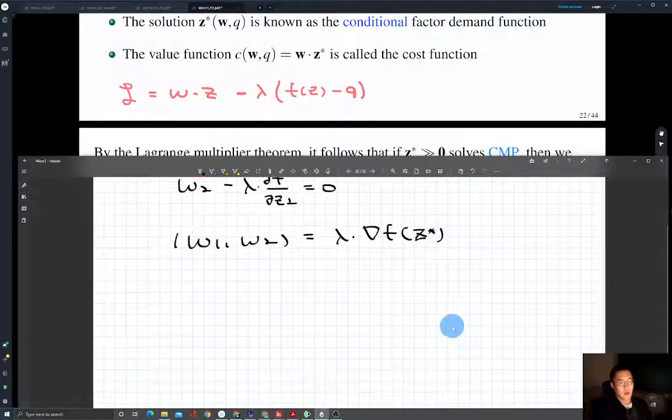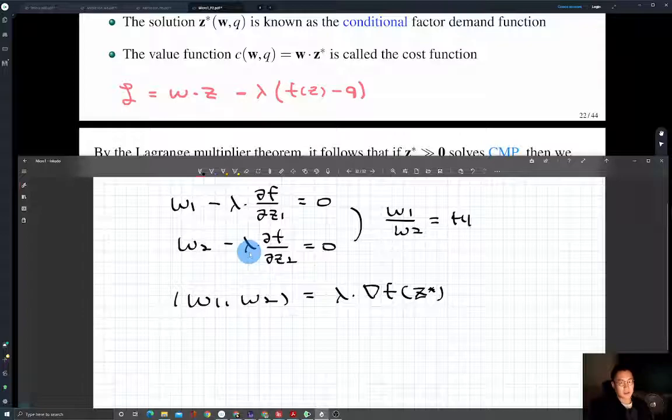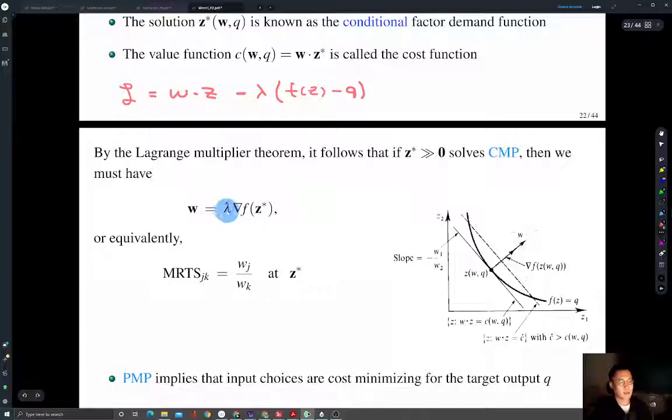Or we can divide one condition by the other. For example, if we divide the first condition by the second, we obtain w1 over w2 equals the MRTS between 1 and 2. So we have two equivalent conditions. In terms of matrices, the input price vector and the gradient vector must indicate the same direction.